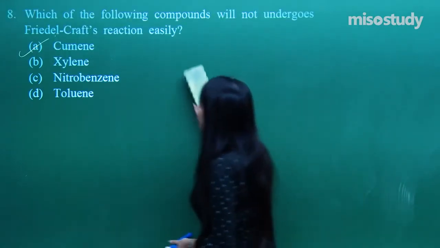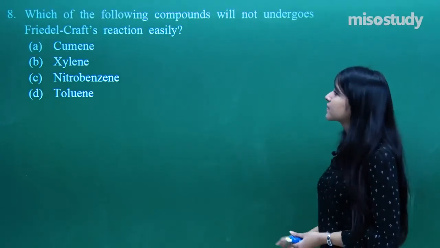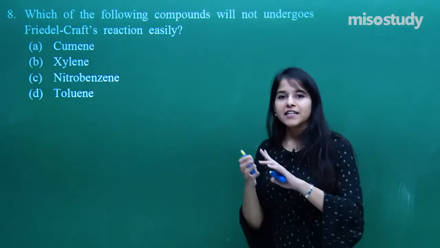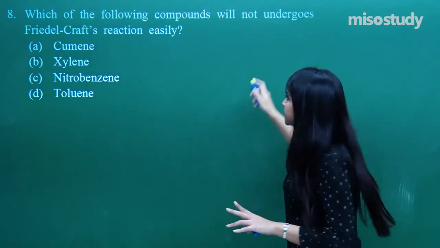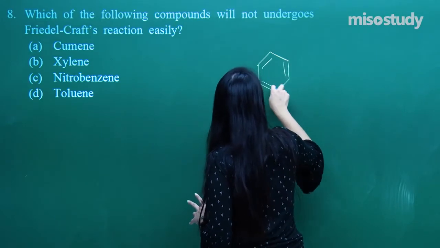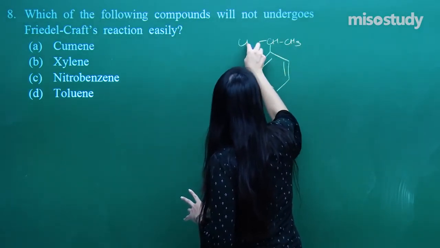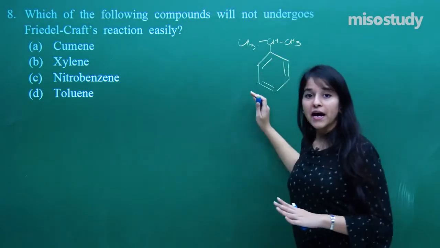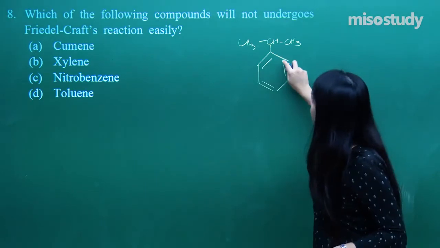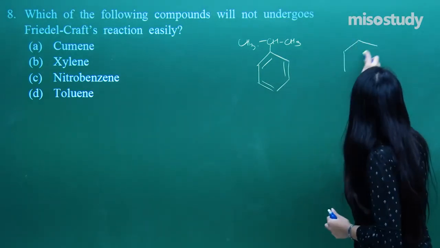Next, what do we have? Which of the following compounds will not undergo Friedel-Crafts reaction easily? So that means I need to have a Friedel-Crafts reaction. First is the cumene. I hope you all can form the structure of cumene. If not, just follow me over here. That is cumene, and the reactions related to cumene are very frequent in the exam. You need to remember the structure as it is. So that is cumene.